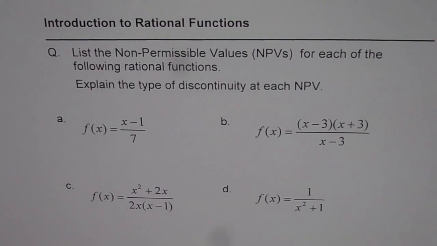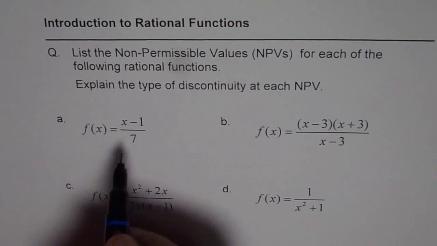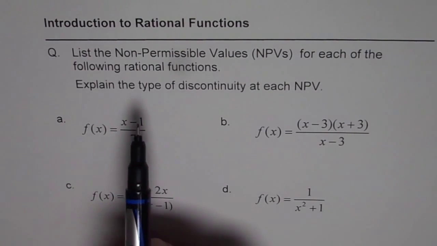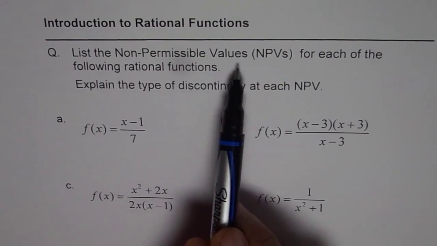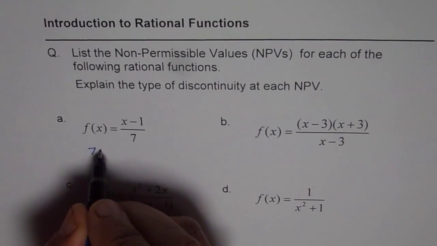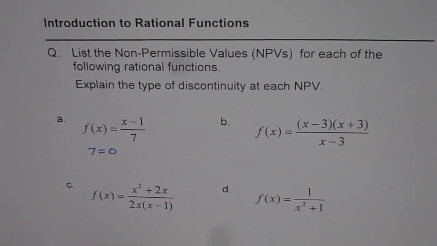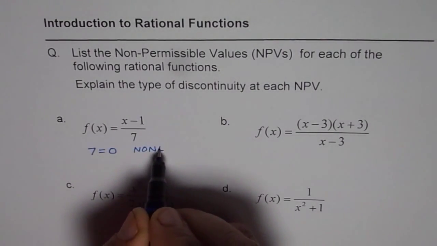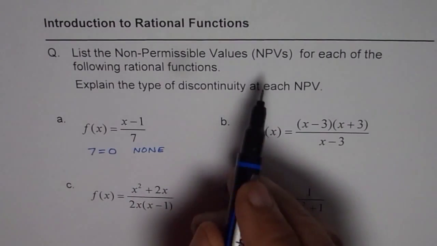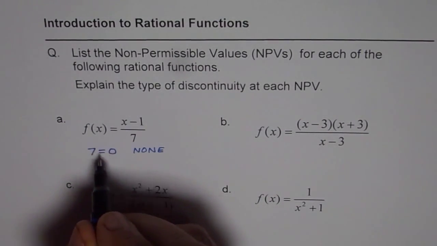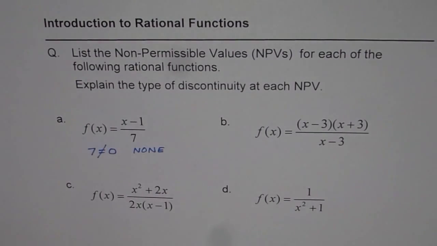Now let's begin answering them one by one. A, f of x equals (x minus 1) divided by 7. So to find discontinuity or to find non-permissible values, we need to equate the denominator to 0. So if I equate the denominator 7 to 0, what do I get? Well, that is not permitted, right? None. So that is never possible. And therefore, here, non-permissible values are none, right? Because this is never equal.